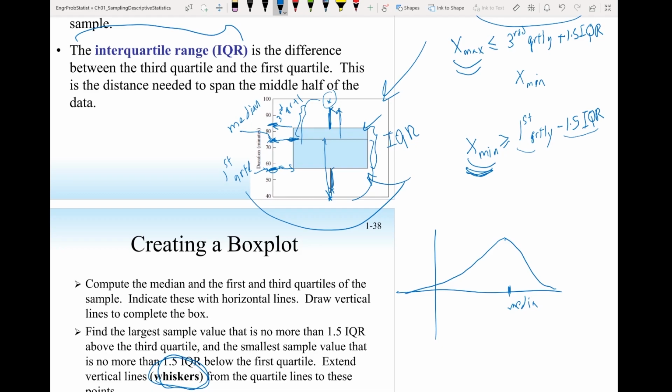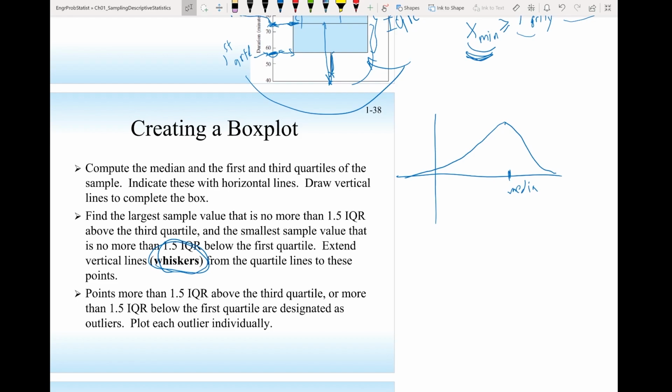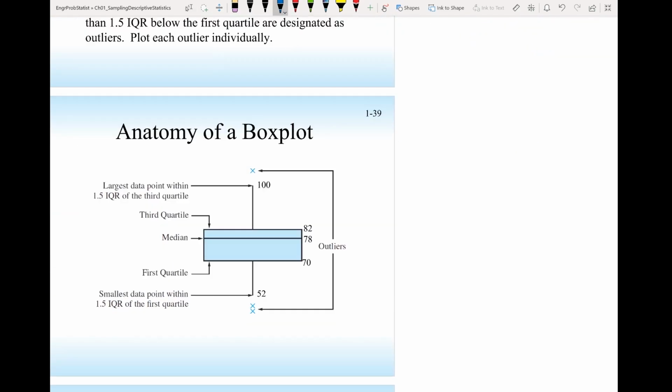This is the box plot, a graphical representation of data in a sample. For example, if I look at this box plot, the first quartile is 70, the third quartile is 82, the median is 78, the lowest data point is 52, the highest data point in the sample is 100, and this is an outlier, and I have two outliers here.